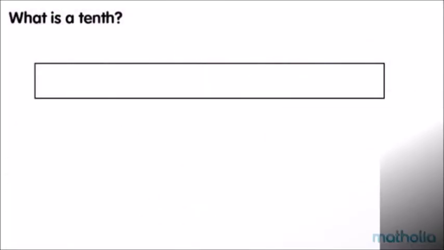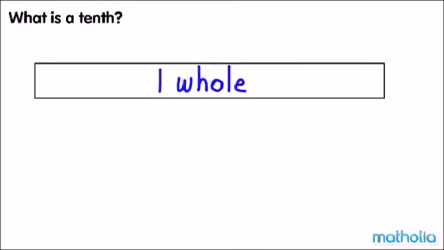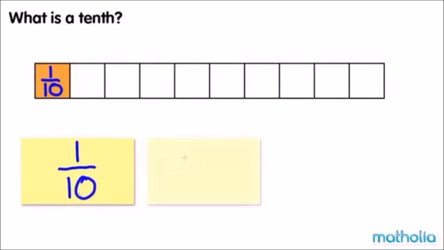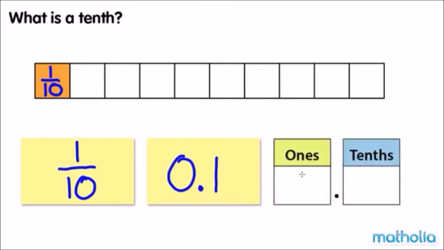What is a tenth? We can draw a rectangle to represent one whole. We can then divide the rectangle into 10 equal parts. Colouring one of the 10 parts gives us the fraction 1/10. We can also write 1/10 as the decimal number 0.1. We can show 1/10 on a place value chart. There are 0 ones and 1 tenth.